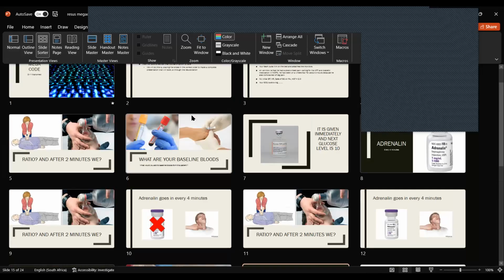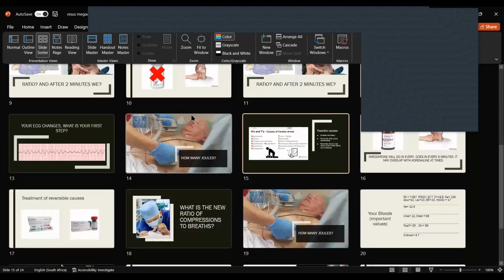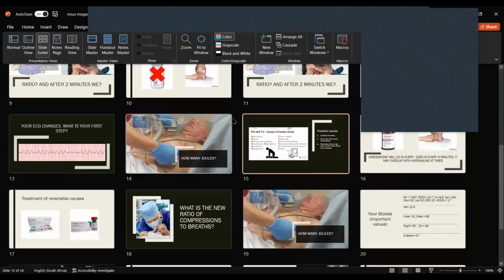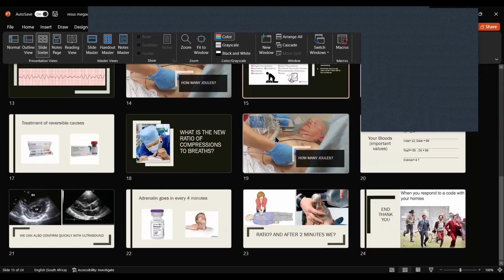So what's happening now is that, again, we've given him this. All right. What are we going to do after we give him his joules? We're going to continue with? Very good. We're going to continue with CPR.